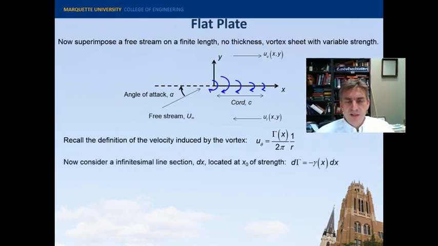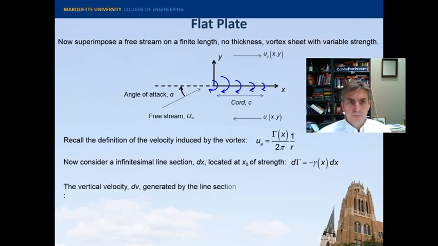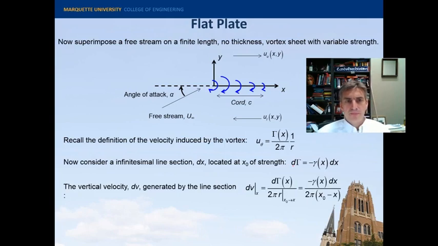All right, so now consider this infinitesimal line length dx associated with the line vortex. If I had a line length dx, then dx times minus gamma would be equal to the circulation. And I think we showed that last time if you just go look at how we sum the circulation around the flat plate.